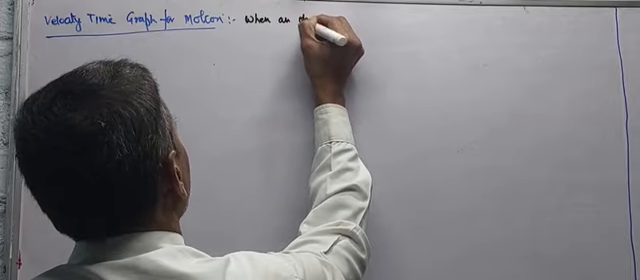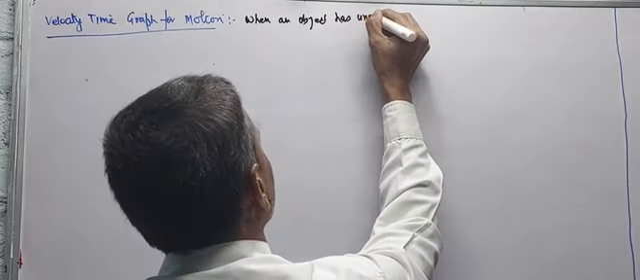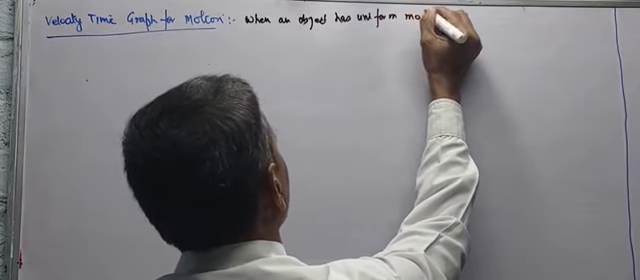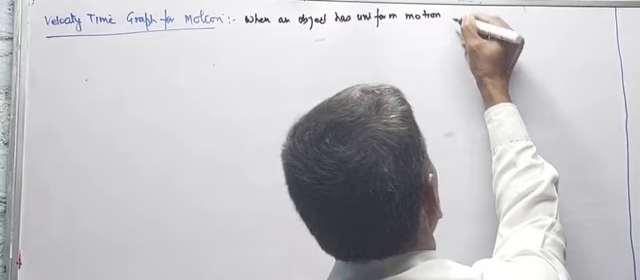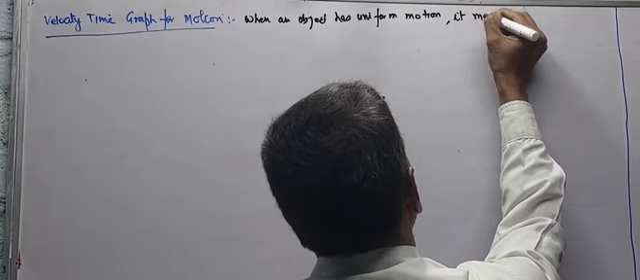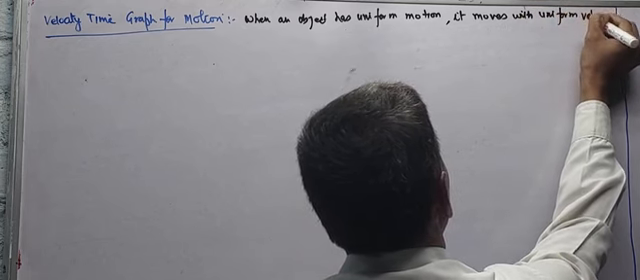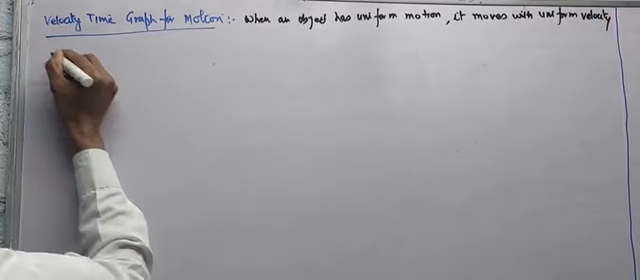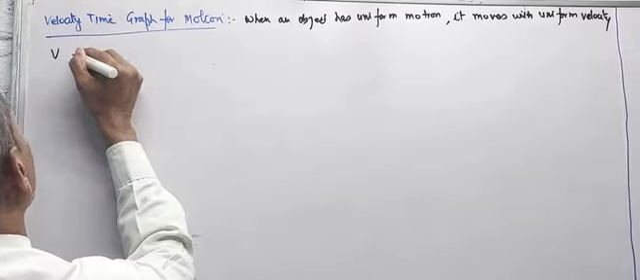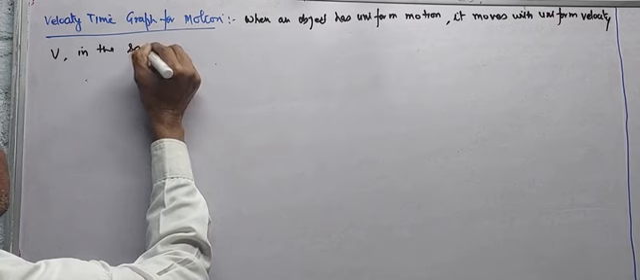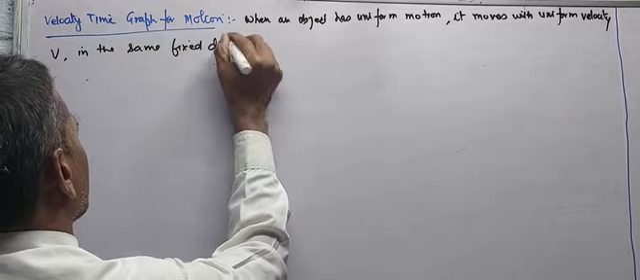When an object has uniform motion, it moves with uniform velocity v in the same fixed direction.